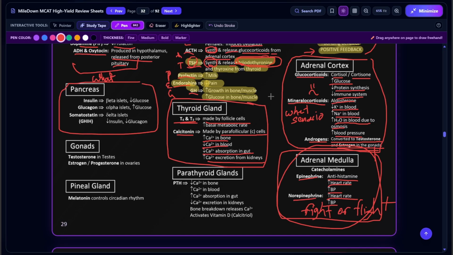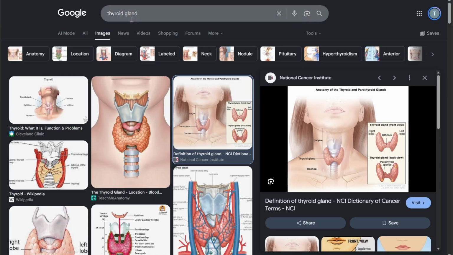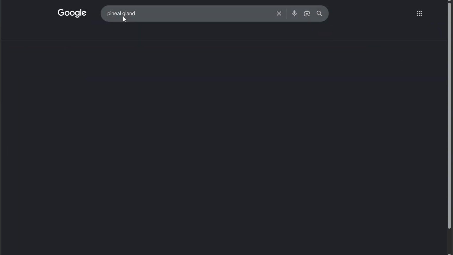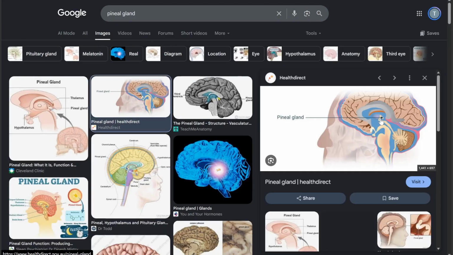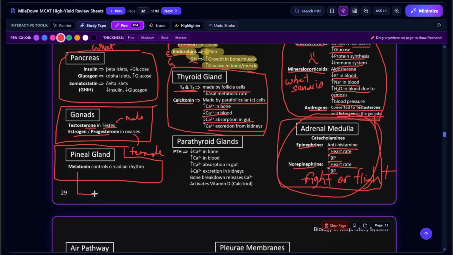But since we were talking about gonads earlier, gonads release testosterone in the testes for male, and estrogen and progesterone in the ovaries for female. And then your pineal gland is really cool. Just to orient people for a picture, it's in your brain. It will release melatonin, which controls your circadian rhythm, in other words, your sleep and wake cycle.